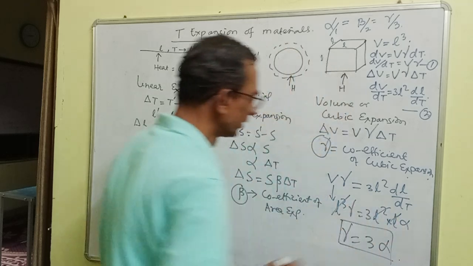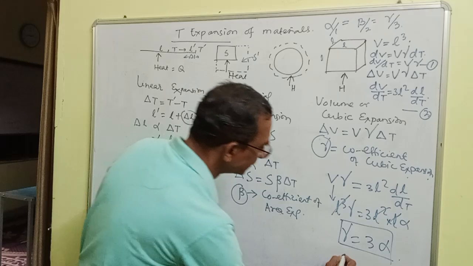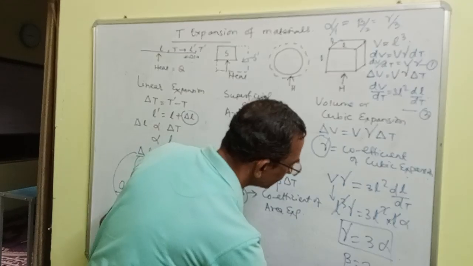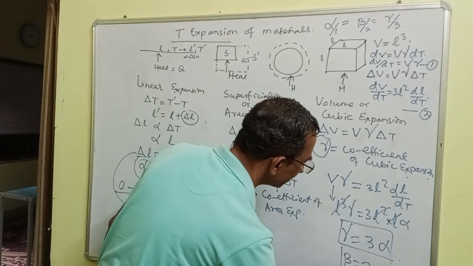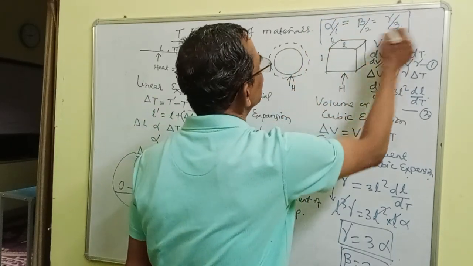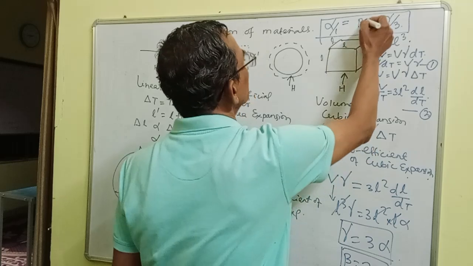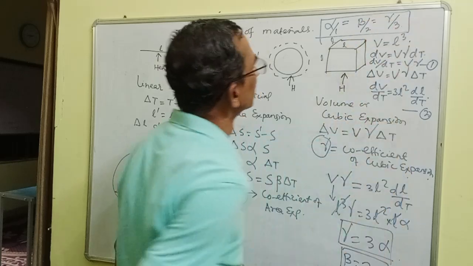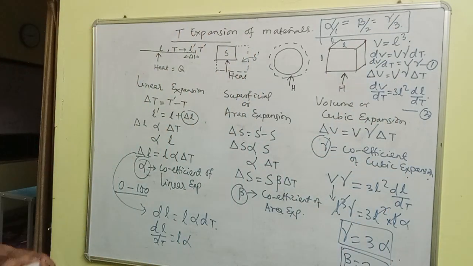In similar manner, we can prove beta is equal to twice of alpha. Hence, the relation between alpha, beta, gamma is alpha is equal to beta by 2 is equal to gamma by 3.